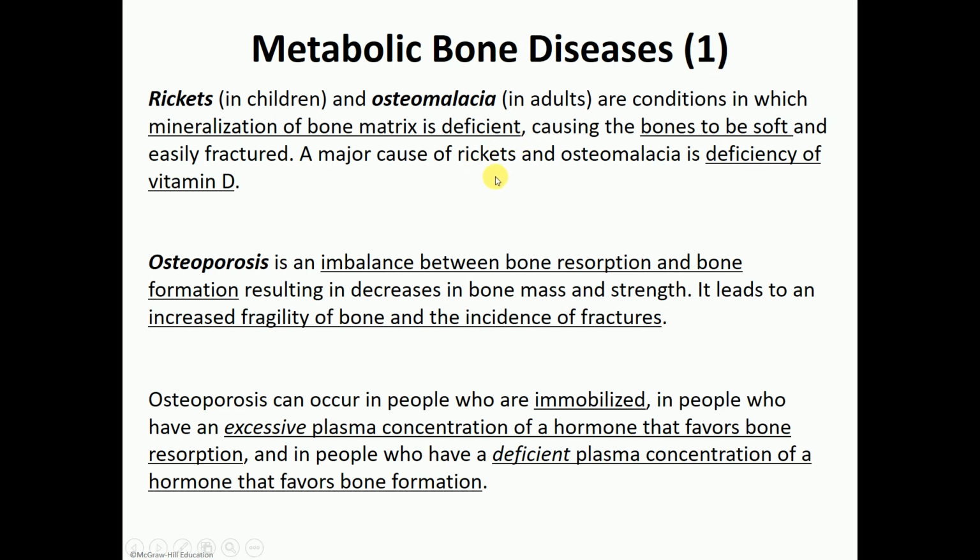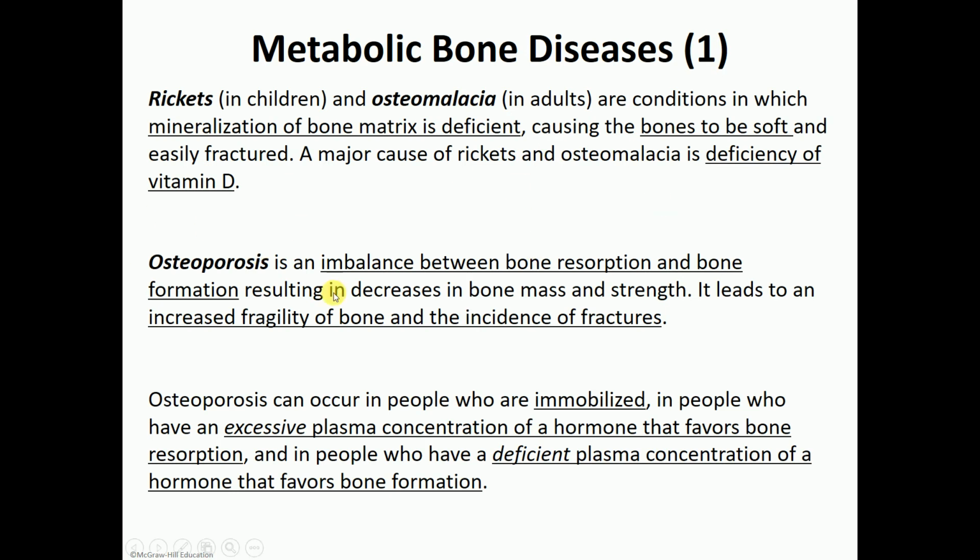And the major cause of rickets and osteomalacia is mainly a deficiency of vitamin D. So again, with a deficiency of vitamin D, we cannot really absorb calcium from the diet. Even if they're drinking enough milk and taking enough cheese, it doesn't really matter, because they don't have vitamin D in order to absorb calcium. So calcium cannot be absorbed except in the presence of vitamin D.